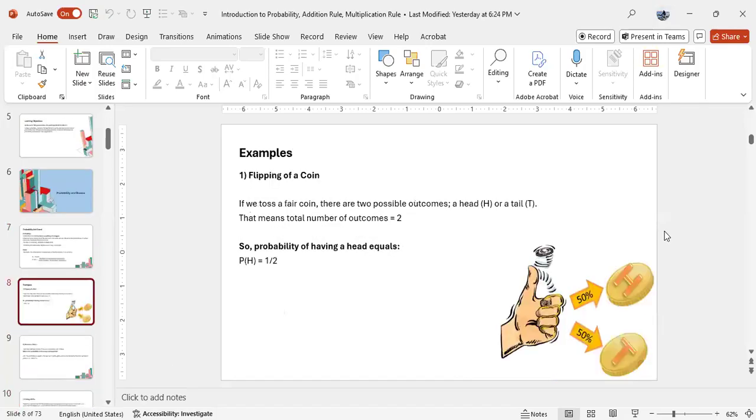First of all, flipping of a coin. If we toss a fair coin, there are two possible outcomes, a head H or a tail T. That means the total number of outcomes is 2. So the probability of having a head, P(H), is equal to 1 by 2. Because there are only two outcomes, head and tail, and there are 50% chances of both outcomes. So the total number of outcomes will be 2 and 50% of 2 is 1. And also heads is on one side of a coin. So the probability of heads would be 1 by 2.